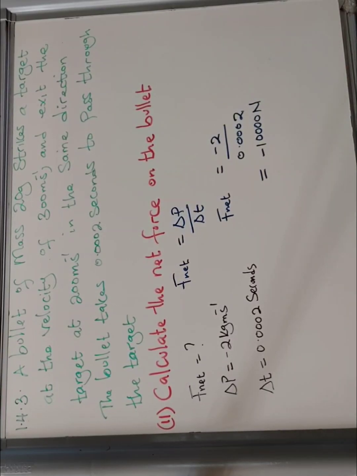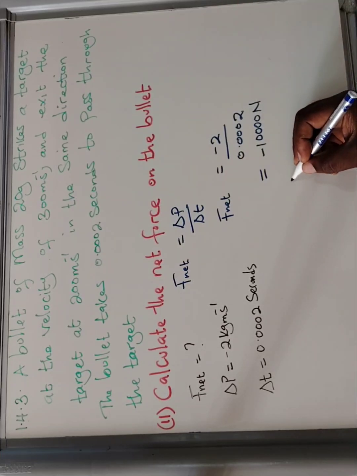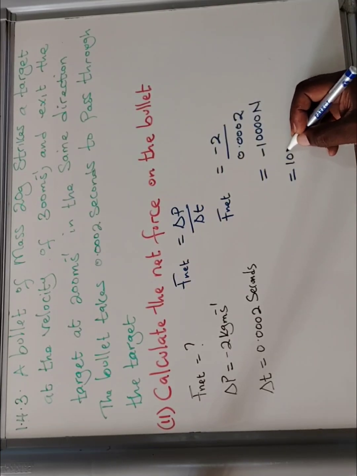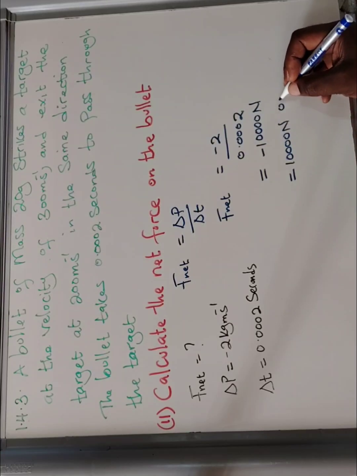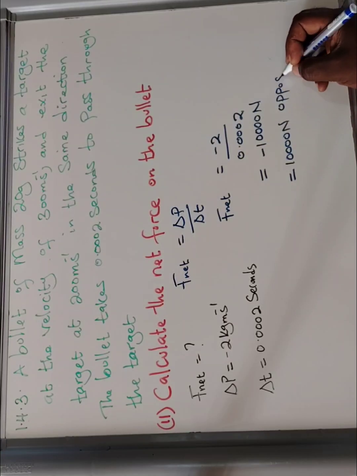Okay. And what does the negative imply? Like in our change in momentum, negative implies opposite direction. So the net force on the bullet is in the opposite direction to the direction taken by the bullet. So we can rewrite it and say the answer is 10,000 newtons opposite.